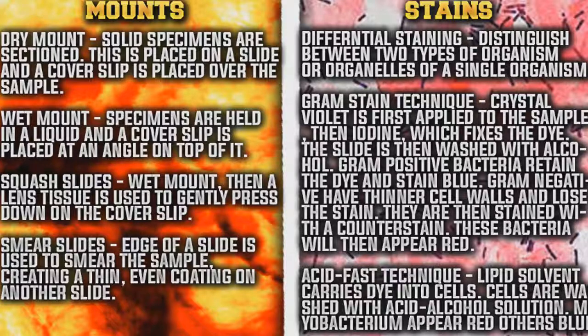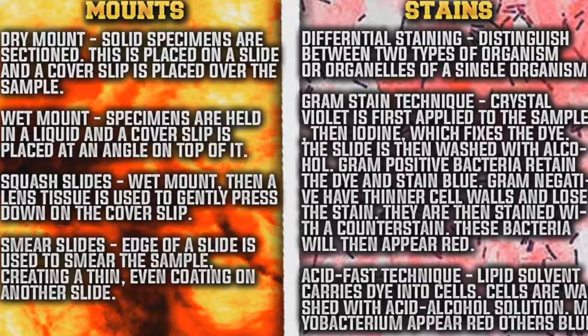Now there's differential staining. This is to distinguish between two different types of organism or organelles within a single organism. Now you would only use this if the two things are really hard to distinguish. Obviously if they looked completely different, you wouldn't need to do it because you would already be able to tell what they are.